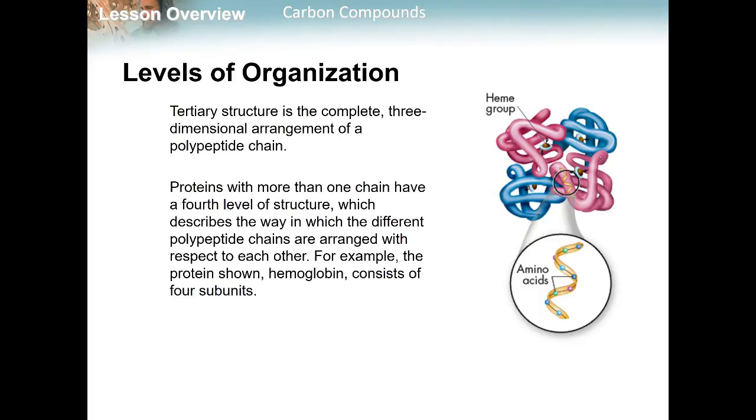Proteins can have more than 1 chain, and if they do, then there's a 4th level of structure, and this describes the way in which the different polypeptide chains are arranged in respect to each other. So as you notice here, we have the pink group and we have the blue group. That kind of gives you an idea that there's different groups of protein chains that are joined together. So the protein here that you're looking at is actually hemoglobin, and it consists of 4 subunits.